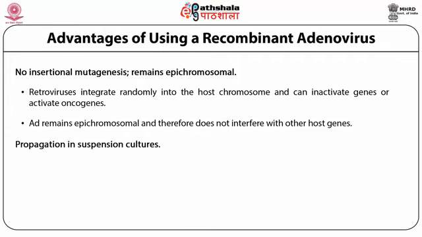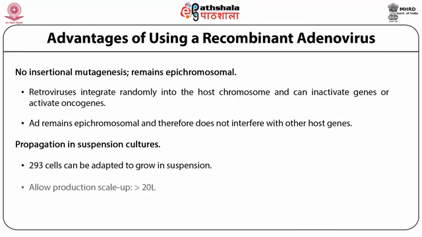Propagation in suspension cultures can also take place. So we can use either adherent culture or suspension culture for growing these viruses. 293 cells can be adapted to grow in suspension, which is a very good point for this virus, and it allows production scale-up to more than 20 liters, which is the best point of this virus while growing in cell culture.